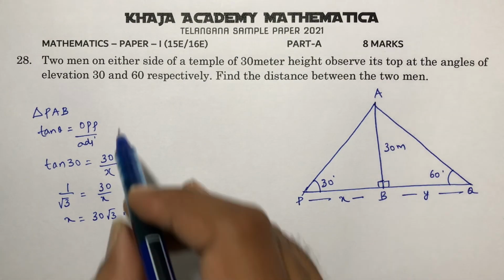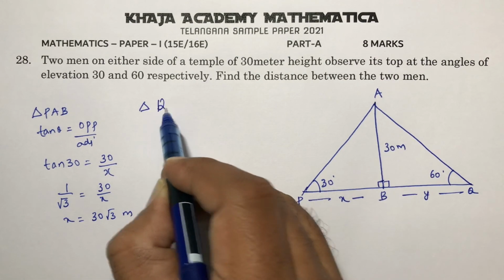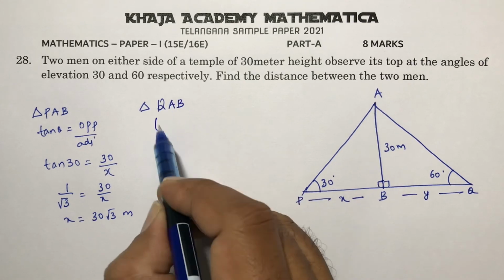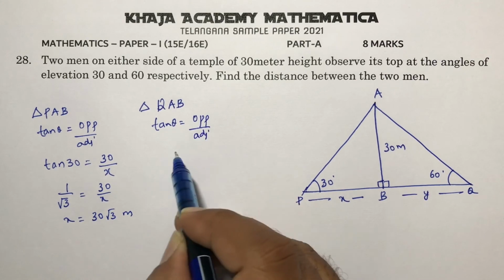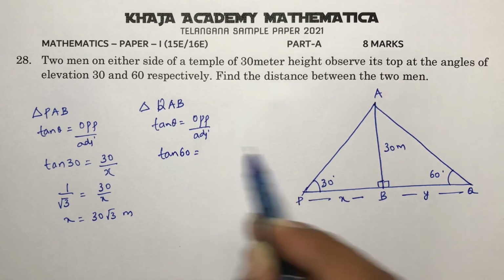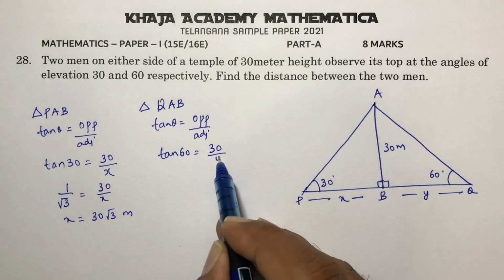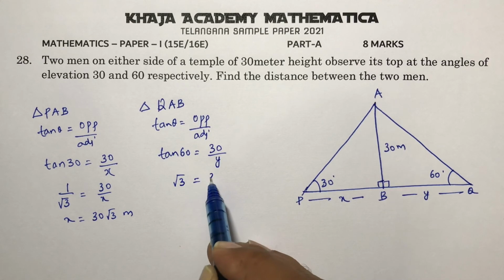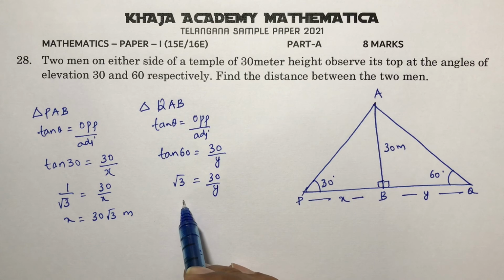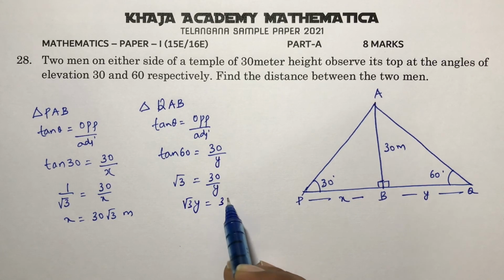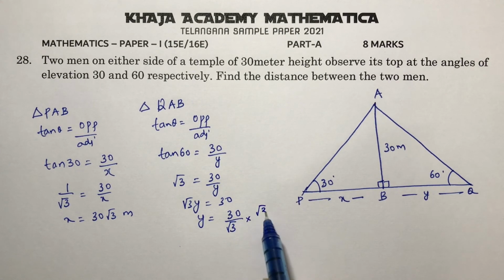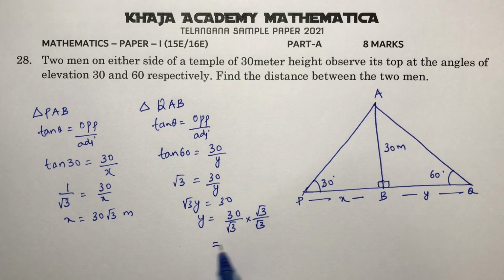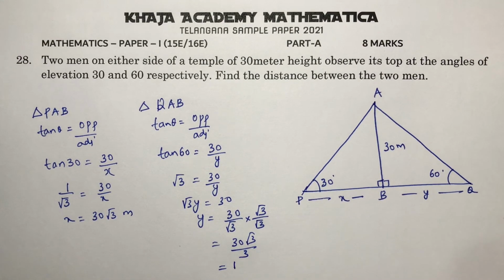Now take the other triangle, triangle QAB. Tan theta, here also take tan, that is opposite by adjacent. Tan 60. Opposite is 30, adjacent is y. Tan 60 is root 3 equals 30 by y. So root 3 y equals 30. y equals 30 by root 3. If you rationalize, root 3 by root 3, you will get 30 root 3 by 3. So you will get the y value as 10 root 3.